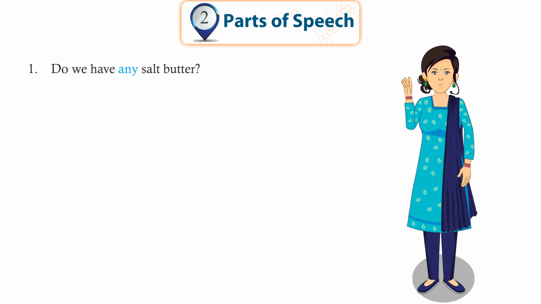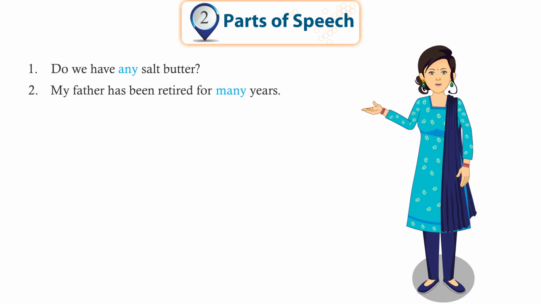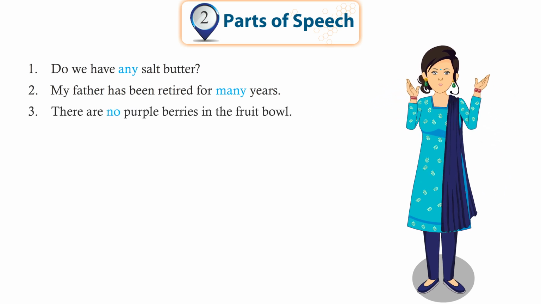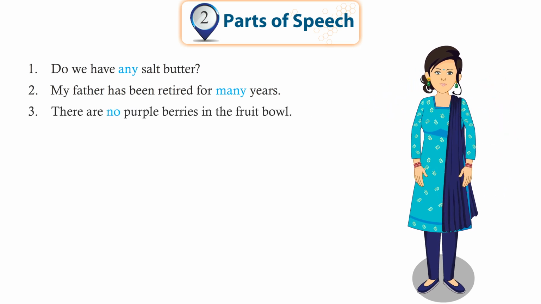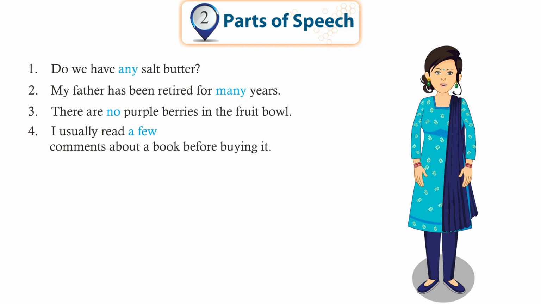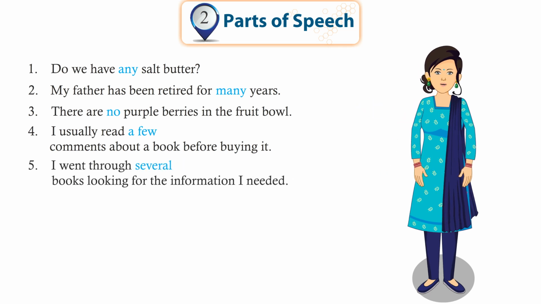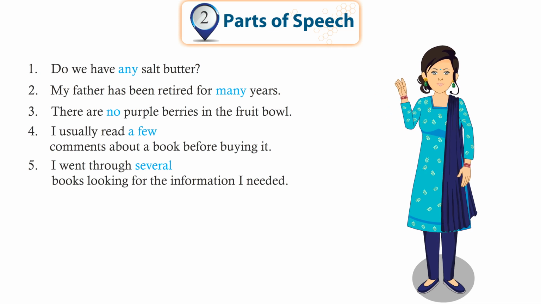For example, do we have any salt butter? My father has been retired for many years. There are no purple berries in the fruit bowl. I usually read a few comments about a book before buying it. I went through several books looking for the information I needed.